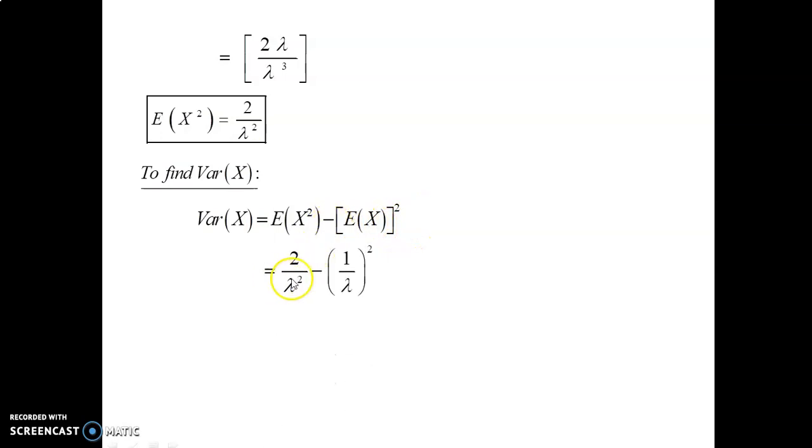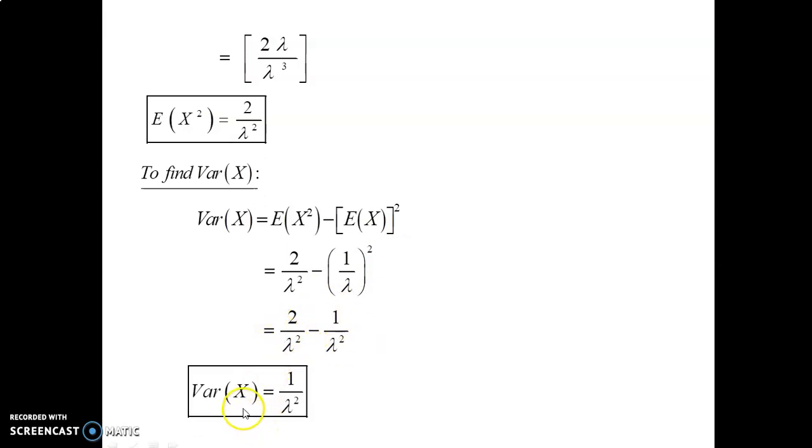Next, to find the variance: the variance of x is equal to E of x square minus E of x the whole square, equal to 2 by lambda square minus 1 by lambda the whole square. This can be written as 2 by lambda square minus 1 by lambda square. Now taking the LCM, we get the variance of x equal to 1 divided by lambda square. So that finishes the exponential distribution.